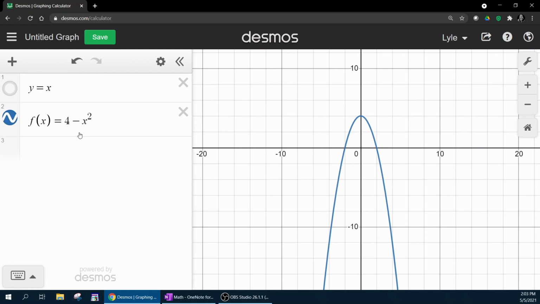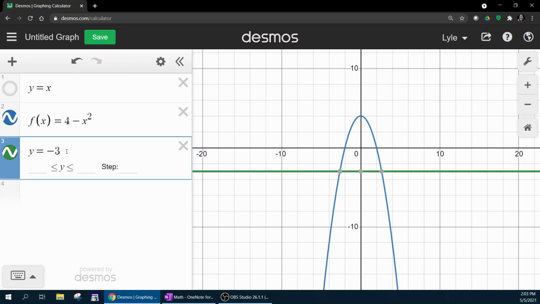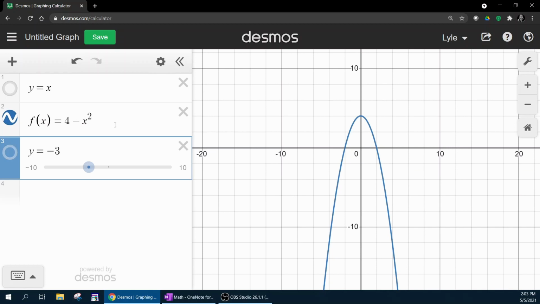What the horizontal line test says is, if any horizontal line can be drawn so that it touches the graph more than one time, the function is not one-to-one. And remember that horizontal lines have the equation y equals a constant. So if I type in the equation y equals -3, that's a horizontal line. I can see that it's going to touch this graph more than one time. And that means that the function is not one-to-one.